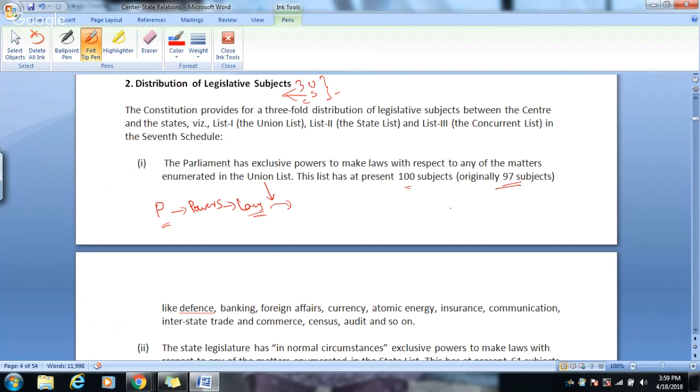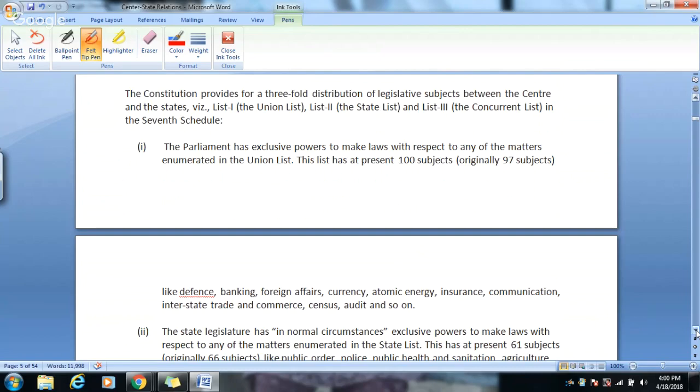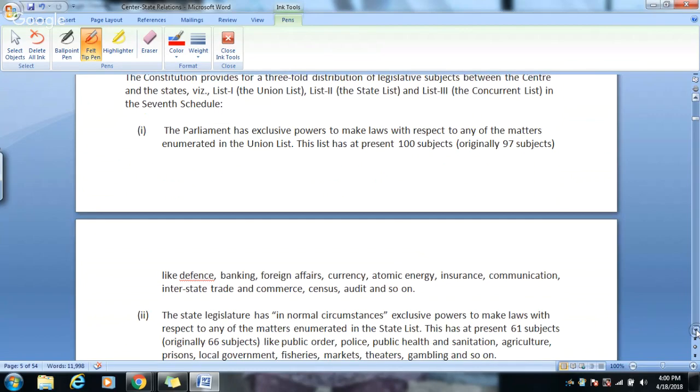So those are defense, banking, foreign affairs, currency, atomic energy, insurance, communication, interstate trade and commerce, that is between states, commerce, census, audit and so on. So with respect to these subjects, the Parliament is empowered to make the laws. Those are the matters present in the union list, and Parliament is able to make laws on them.